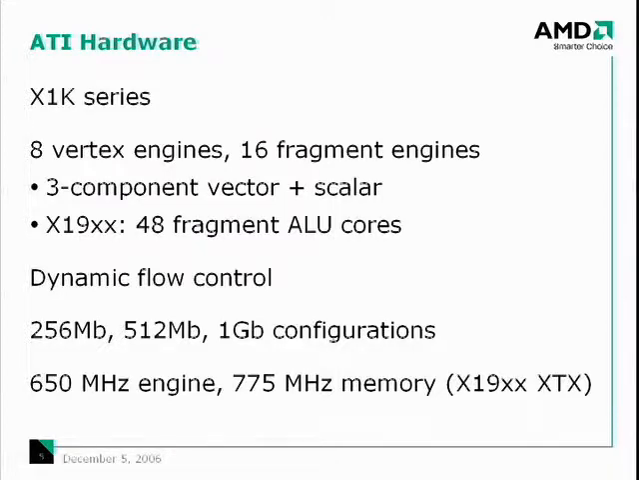We have these fairly large memory configurations. This is the amount of memory on the board. These things run at about 650 megahertz for the processors, 775 megahertz for the memory. Remember, this is running a 256-bit bus back and forth to the chip. Okay. All right.